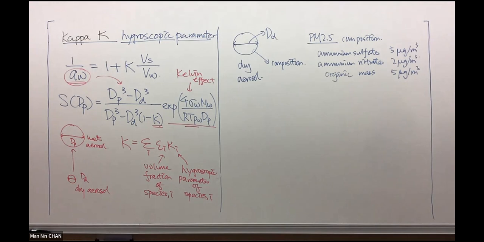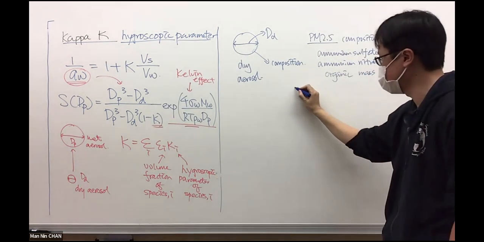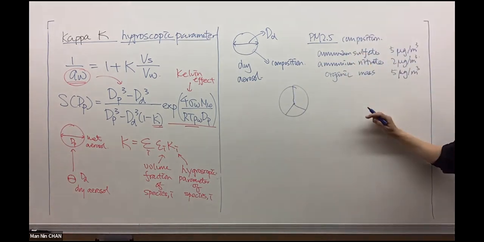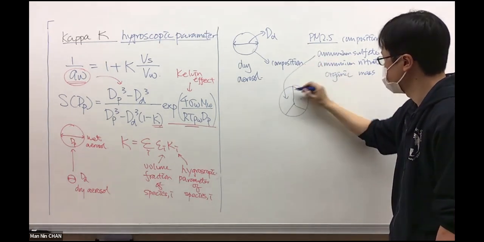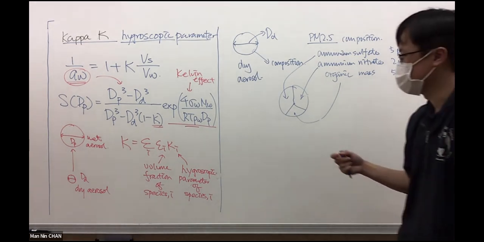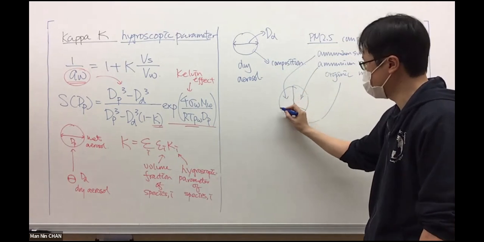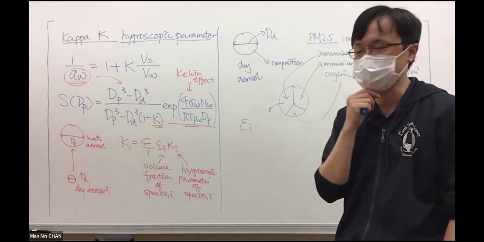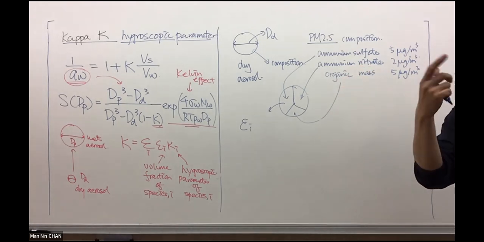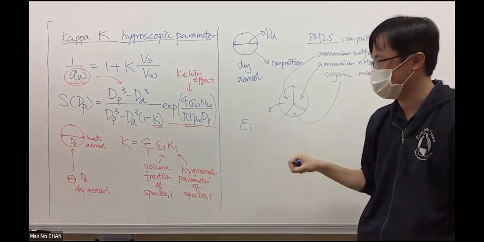So now how can people use this information to predict the activation? Let's simplify our discussion and say you only have 3 species: this is your ammonium sulfate, this is your ammonium nitrate, and this is the organic. So you know the mass, and based on this mass concentration you can also calculate the volume fraction of your species. Assuming you also know the density of your ammonium sulfate, the density of your ammonium nitrate, and also the organics. The typical organics density is about 1.2 to 1.5 grams per cubic centimeter. Then you can determine the volume fraction of your species in a dry aerosol.